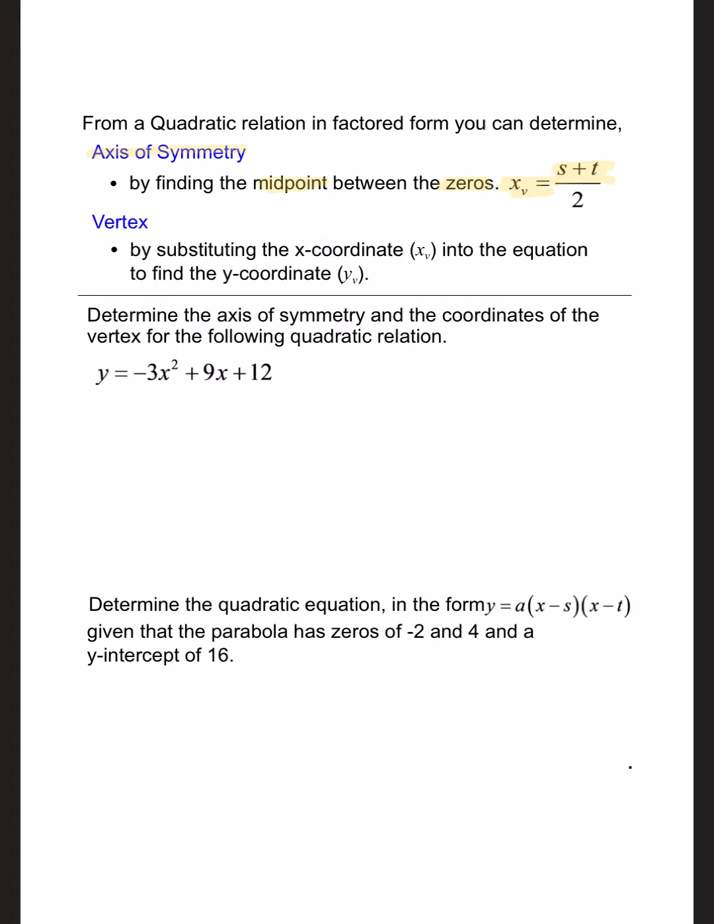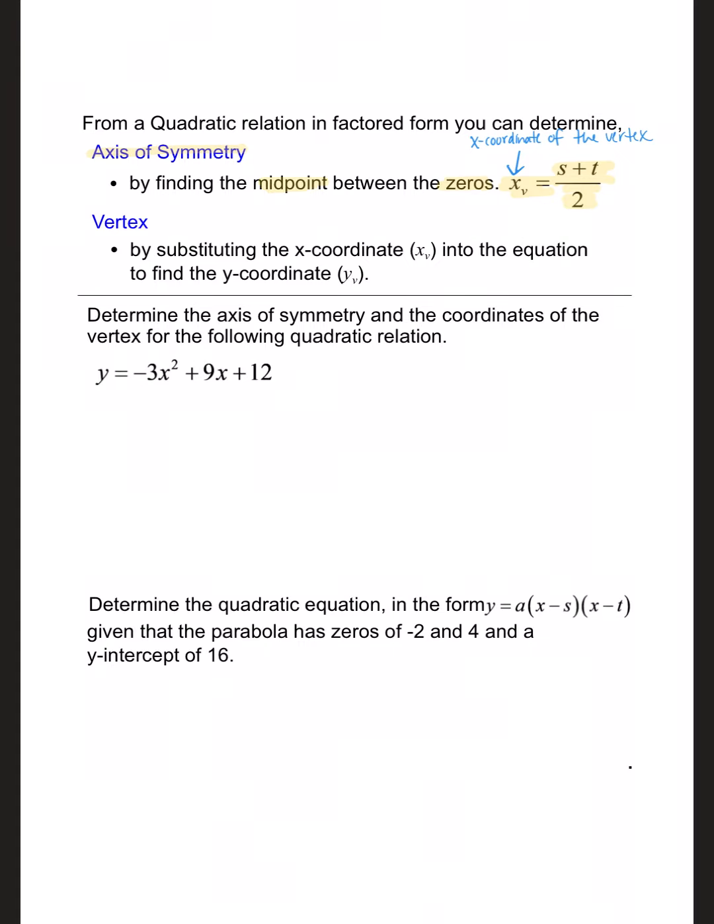Okay, it's our S and T added together and then divided by 2. So I just want to point out a couple things. This represents our axis of symmetry, but also, which is why it has a little v subscript, it's our x coordinate of the vertex as well.